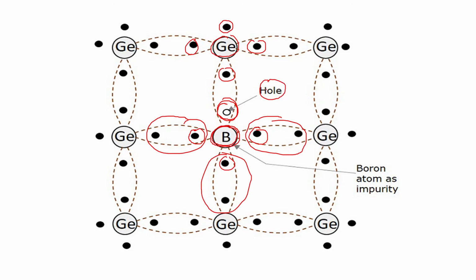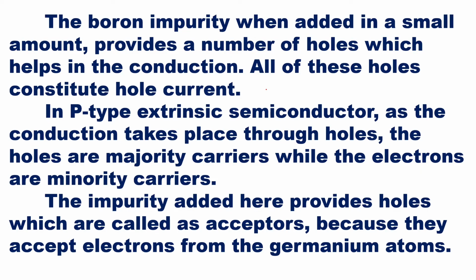So if you add a small amount of trivalent impurity to an intrinsic semiconductor like germanium or silicon, you can produce many such holes. Here the holes become the majority charge carriers, and they are considered as positive charge. That is why this combination, when you add this trivalent impurity, is called a p-type semiconductor. The boron impurity, when added in a small amount, provides a number of holes which helps in conduction. All of these holes constitute hole current.